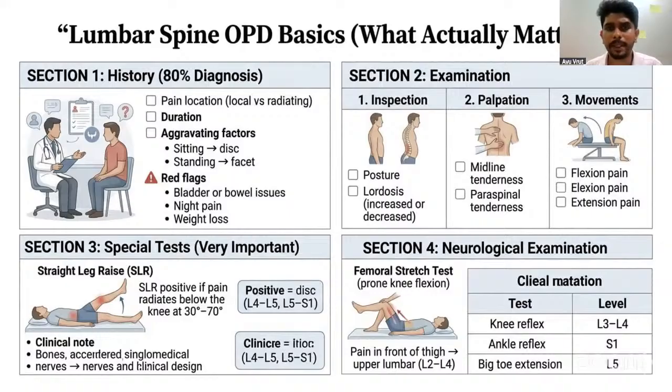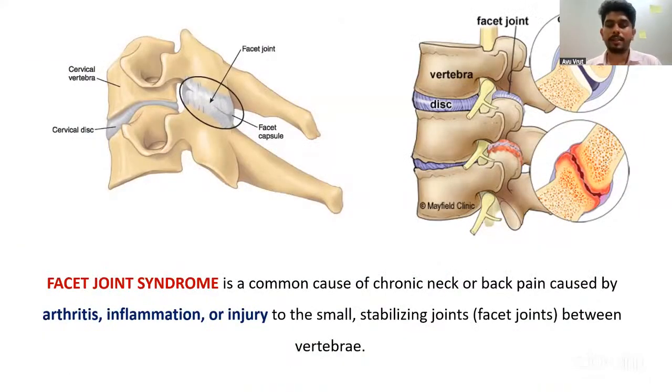And you need to run a very special test, SLR test, and many other tests. We will be discussing these clinical tests in our next session. And you need to do a very good neurological examination where the femoral stretch test is done. The patient is prone, knee flexion is done, and in front of the thigh you can see the upper lumbar L2 to L4, and the knee reflex will tell us L3, L4, ankle reflex L1, and big toe extension L5. See, this is a topic where I'm trying to correlate this anatomy with clinical OPD.